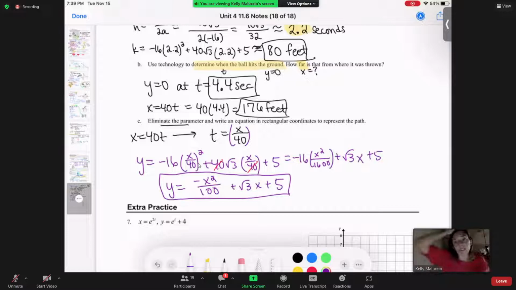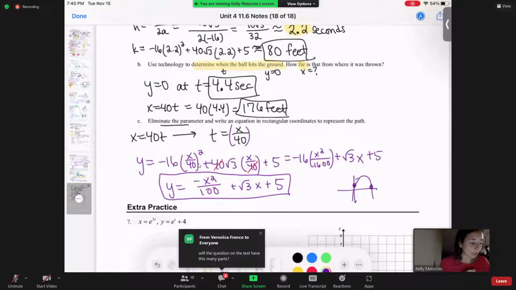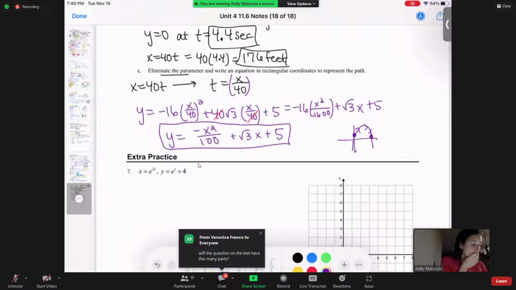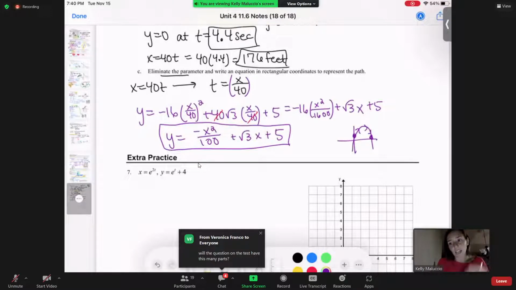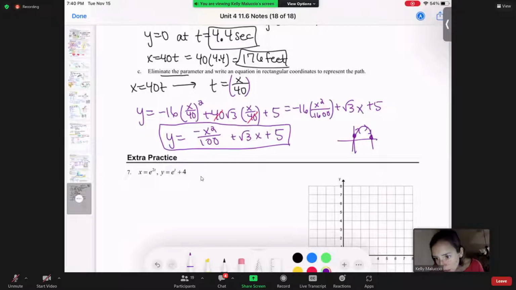And if we were to graph it, we'd only be interested in the portion of it where it's being thrown, right? Not the entire curve, because remember, this is a quadratic and it probably looks something like that. But we only want this piece down to the ground, and it would be going like that or something like this, right? So that is the essence of parametric equations.